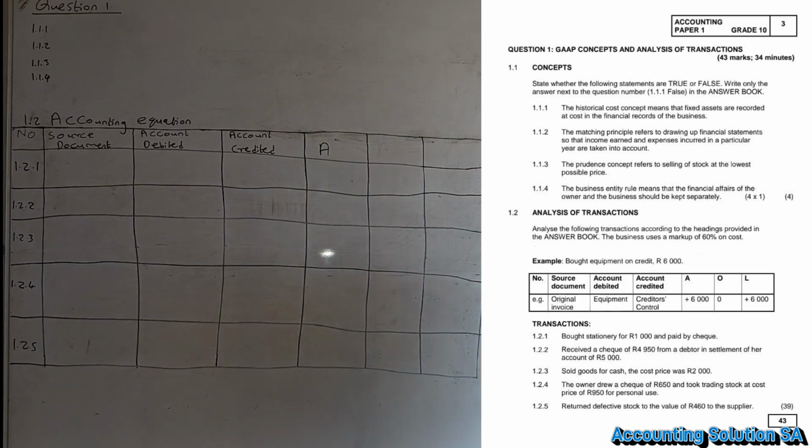Okay, so as I said, guys, this is a previous question paper. It was the exemplar of accounting test 1, paper 1, for grade 10. Number 1.1 is a concept. State whether the following statement is true or false. Write only the answer next to the question 1.1. For example, they say it's false in the answer book. Okay, 1.1.1. The historical cost concept means that the fixed assets are recorded at cost in the financial records of the business. Is it true or false?